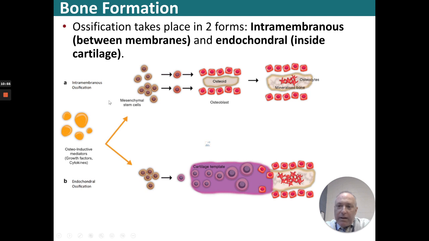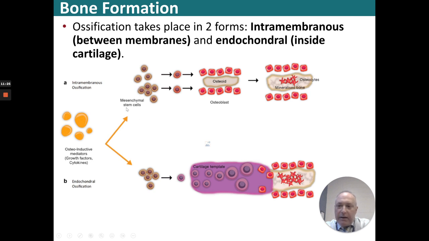Okay, so ossification has 2 different forms. There's intramembranous, which means between membranes, intra, between, and endochondral. This means inside cartilage. When you see chondral, think about cartilage. So all the bone cells are mesenchymal cells from development that differentiate.